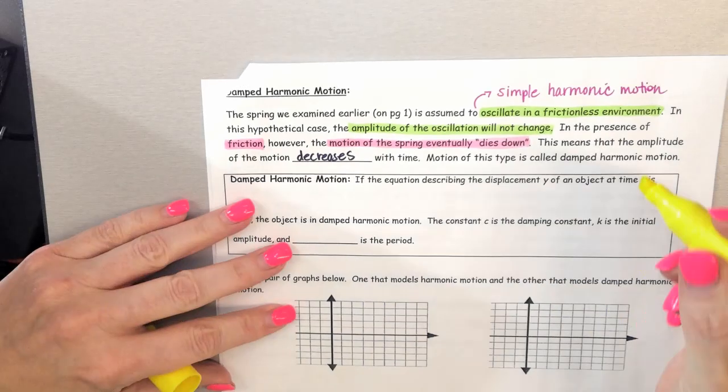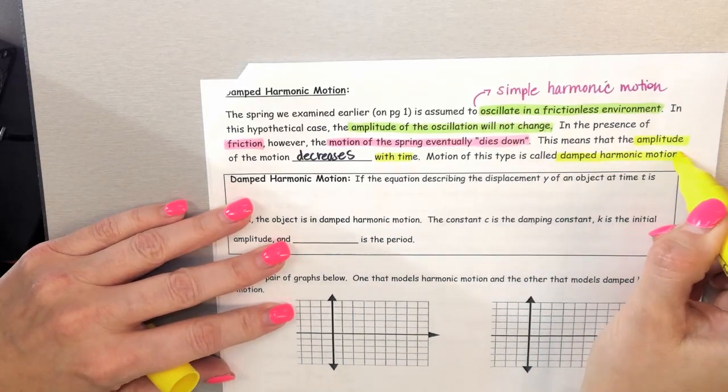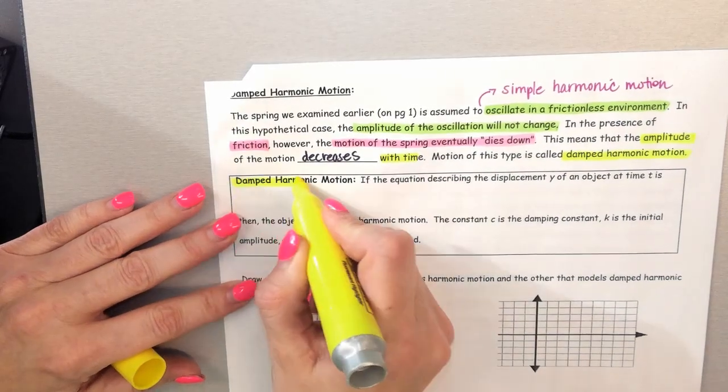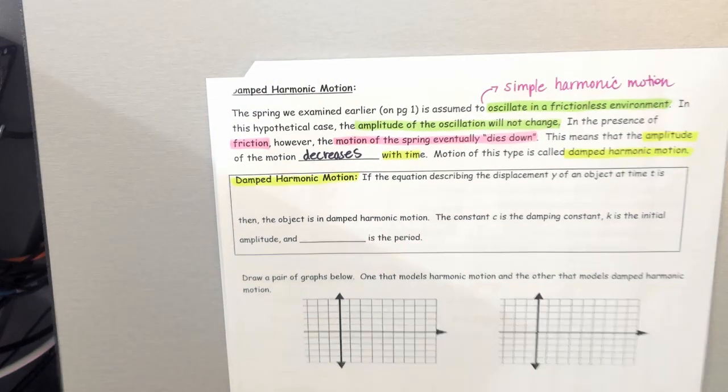Okay, so the amplitude decreases with time, and that is called damped harmonic motion. Okay, it's because it dampens. Okay, it dies down.